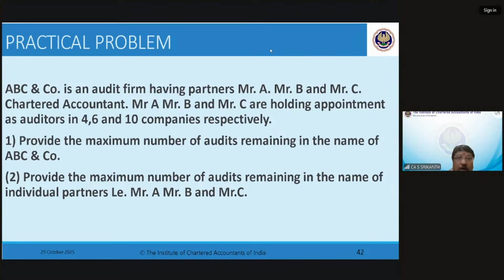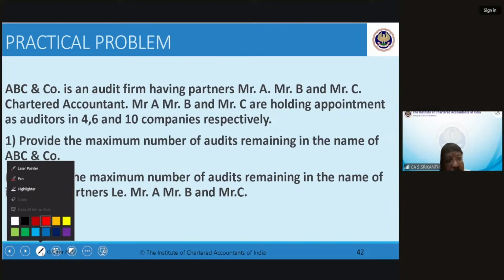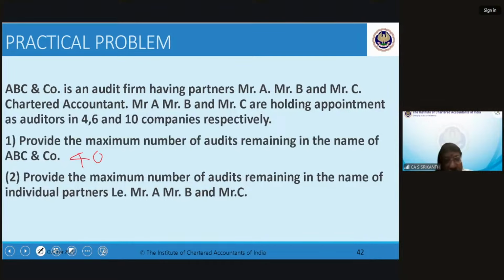A will get 16 because he has already got 4. Another 16 he can take. B has already got 6, so another 14 he can take. C has already got 10, so another 10 he can take. So in total, if you total up Adil Khan's answer, 16 plus 14, 30 plus 10, 40. So the answer for 1 is 40. The answer for 2 is also 40. Here it is A 16, B 14, C 10, equal to 40. So same 40, but it is distributed.